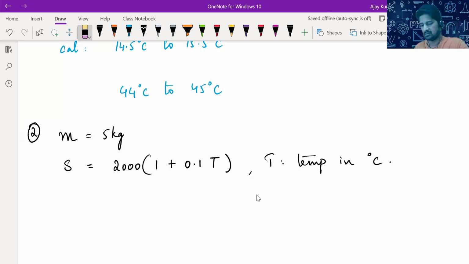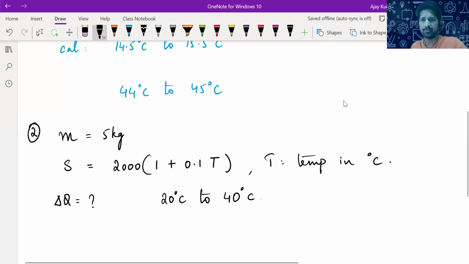Now, how to solve this kind of problem? Suppose you want to find out how much is the heat required to raise the temperature of this system from 20 degrees C to 40 degrees C. Now, temperature to temperature, the specific heat will vary. So, can any of you give me an idea what to do?